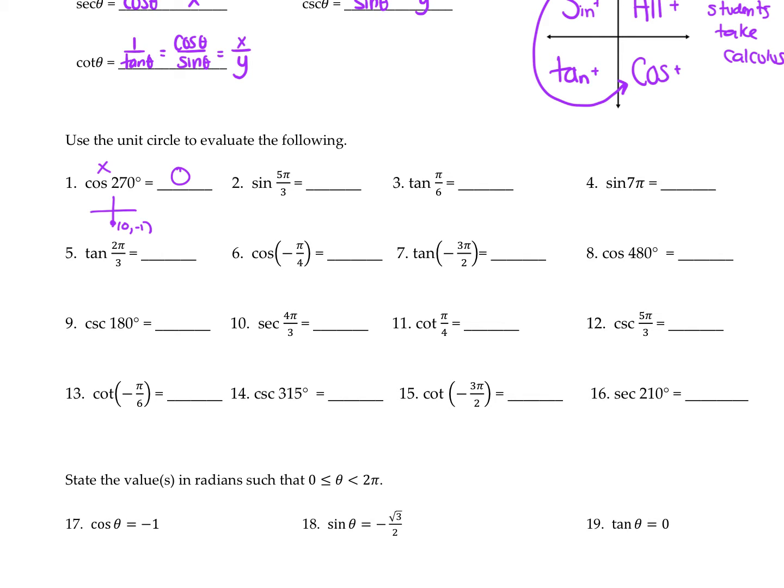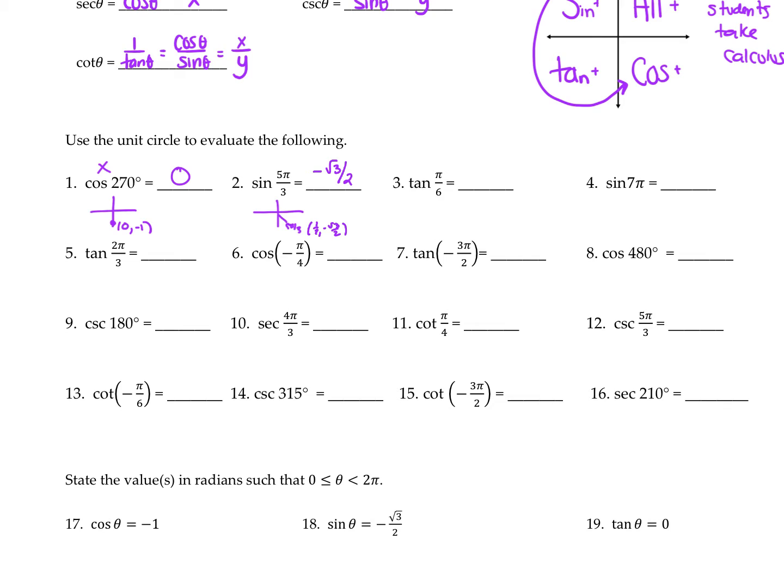Sine of 5 pi over 3. So 5 pi over 3 is the same as 10 pi over 6. So 5 pi over 3 is here. And that's a 60-degree reference angle, so my coordinate is (1/2, -√3 over 2). So my sine would be -√3 over 2.